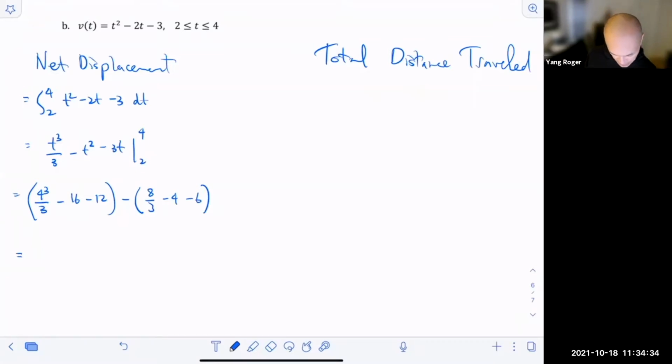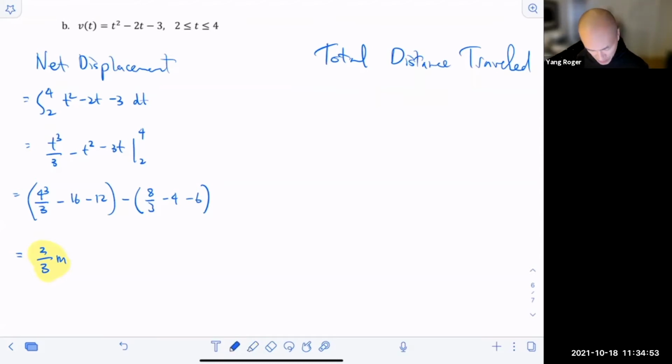I guess you guys get 2/3 for the net displacement. Is that what you guys got? All right. Cool. The total distance traveled is a little bit harder.